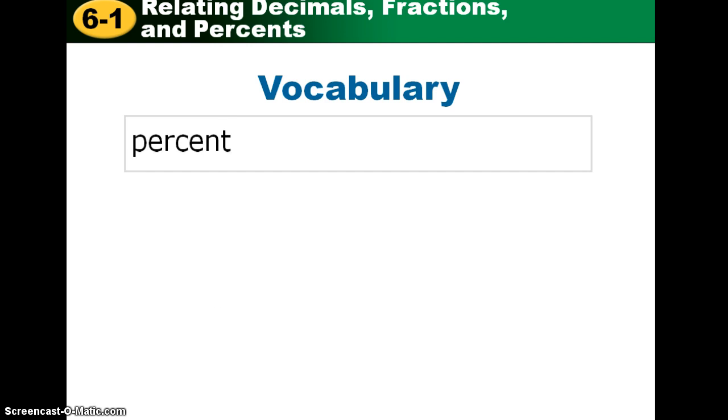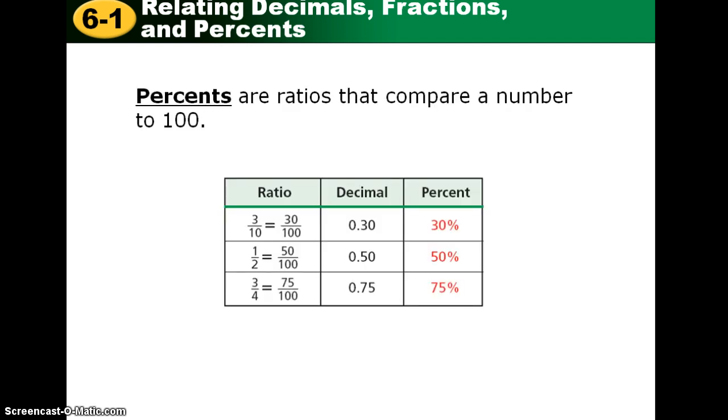Vocabulary, percent. Percents are ratios that compare a number to 100. If you break the word percent apart, it's two words, per and cent. Think about how many pennies are in a dollar, and that's 100, and that might help you remember that percent is always out of 100.